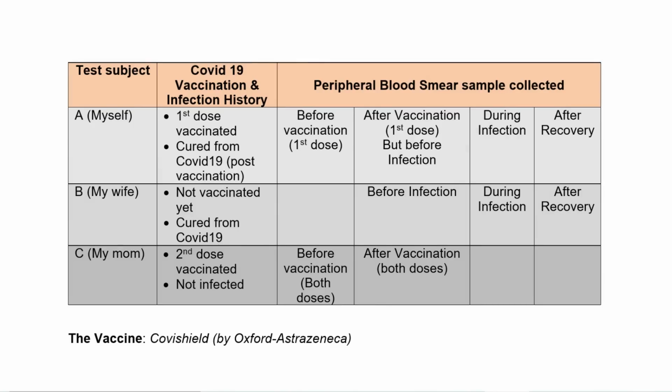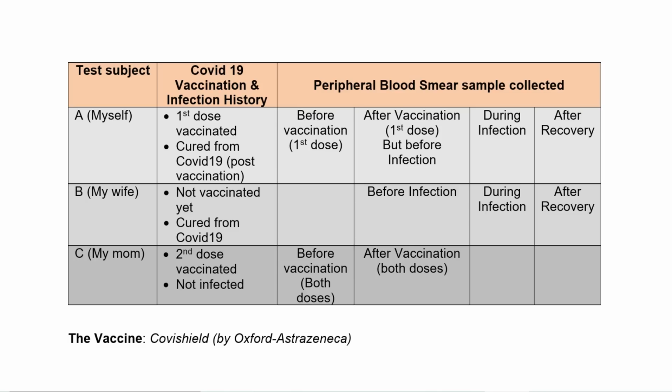Blood samples taken before the vaccine, after the vaccine, before the infection, during COVID-19 infection, and after recovering from the infection were considered for the test. Test subject B, which is my wife, has not been vaccinated yet because at the time she was pregnant with her first child and she's currently a nursing mom. She had also recently recovered from COVID-19 infection along with me. Blood smear samples collected from before, during, and after COVID-19 infection were considered for the test.